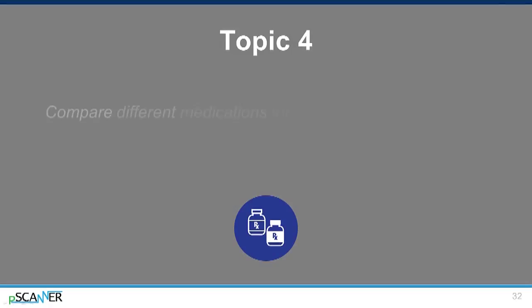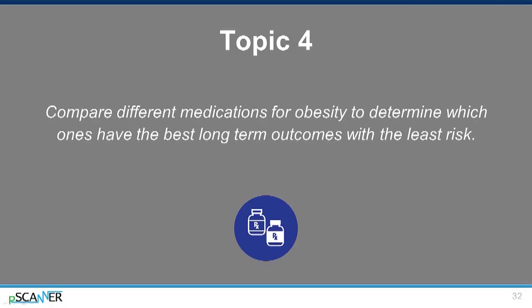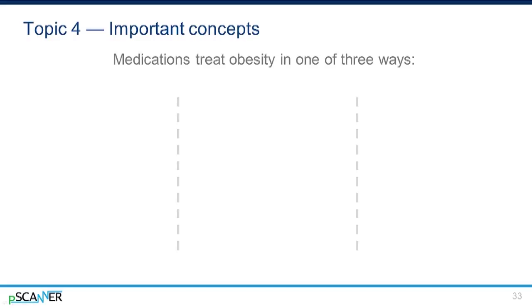Topic 4. Compare different medications for obesity to determine which ones have the best long-term outcomes with the least risk. People use a variety of substances to reduce their weight. Some are over-the-counter or herbal supplements, while others are prescription medications. This topic focuses on prescription medications. Weight management medications work in 3 ways, but they don't all fall neatly into one category. Some may fall into more than one category.